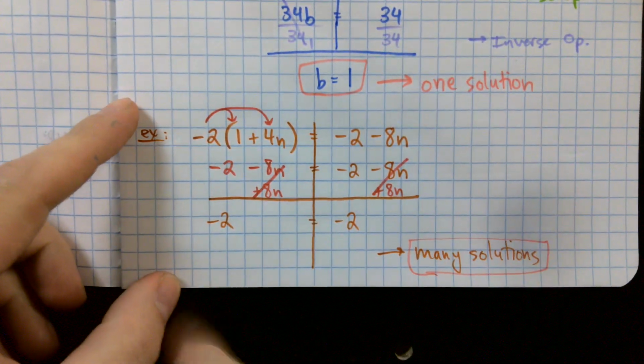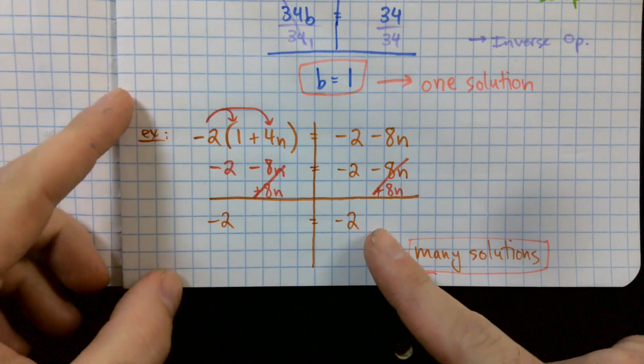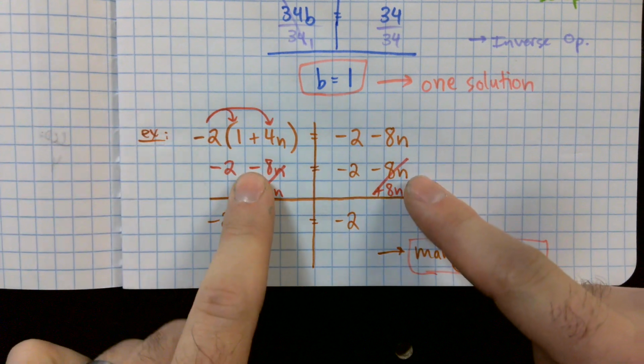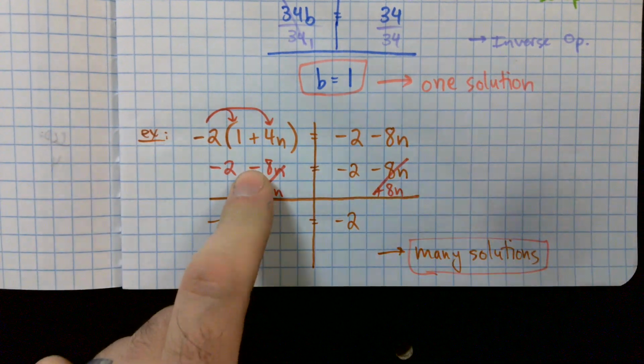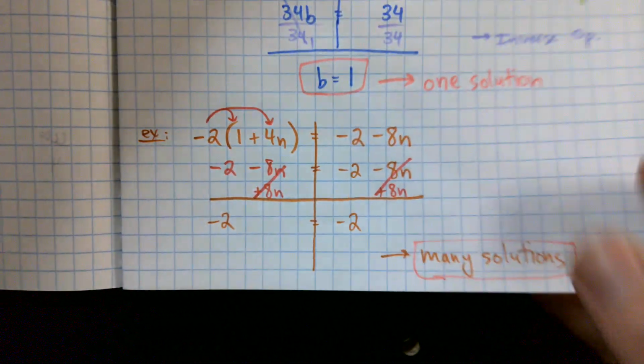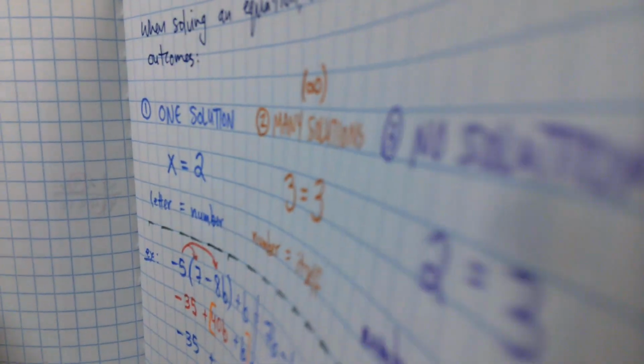So that's many solutions. We get the same number on both sides. As soon as you see you've got the same thing on both sides, you know it's many solutions right away. One last one. What do you guys think is going to be next? You guys are good at guessing. Okay, let's take a look.